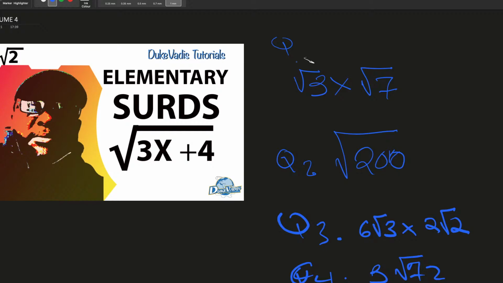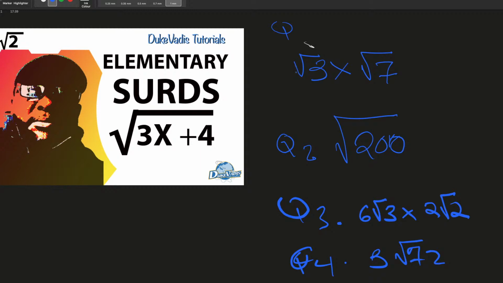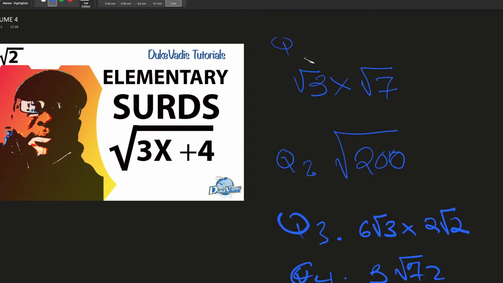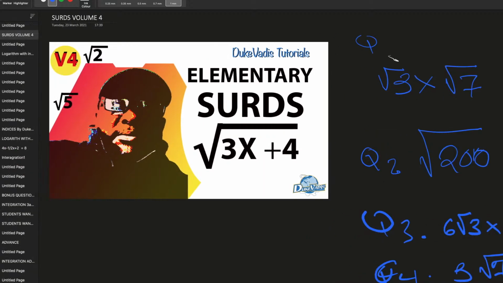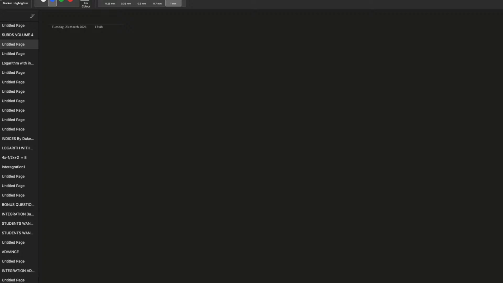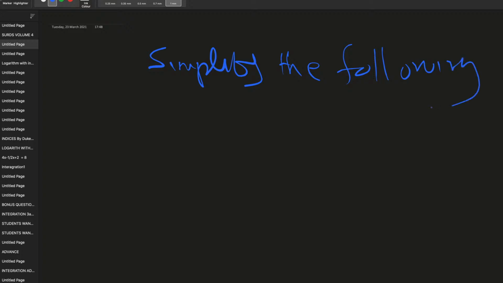So without wasting time, this is volume 4 of our surd series. Let's set the ball rolling and see the best way. As we saw, our first one says simplify the following. And the first one we're given says simplify root 3 times root 7.